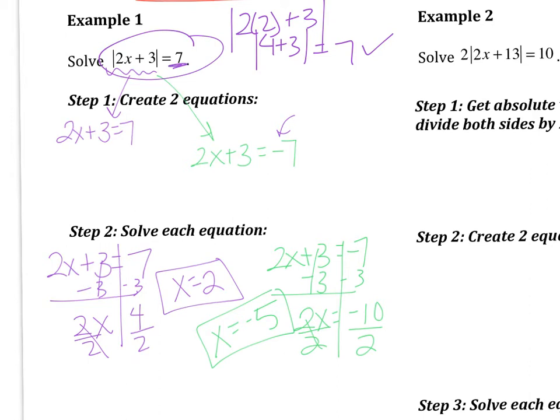And then we're going to plug in negative 5. So take 2 times negative 5 plus 3, in absolute value, which is negative 10 plus 3, which will give us negative 7 in absolute value, which is also equal to 7. So both of them do work out. So 2 and negative 5 are both answers for x.